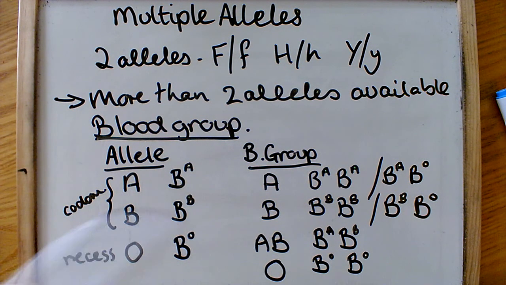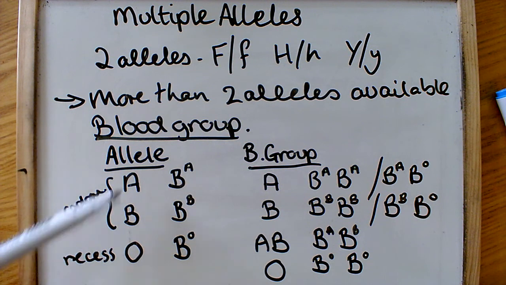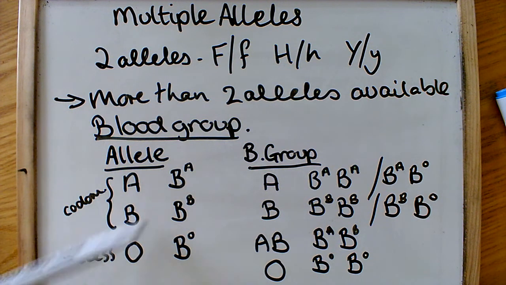Okay, so if we're thinking about how these work, there's a whole extra layer of things going on. You are only going to inherit, as you can see from the genotypes, two alleles. But there's more than two alleles to choose from. There are three different alleles, two of which are co-dominant, one is recessive.